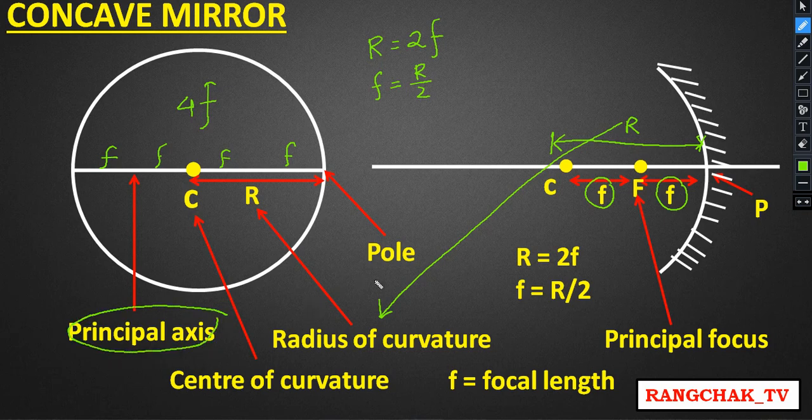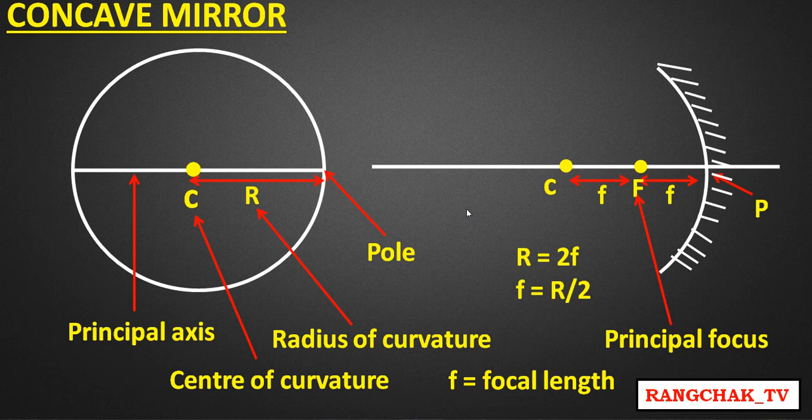The point where the principal axis intersects the mirror is the pole. This is also a pole, this is also a pole. Okay, next we will see about the mirror formula.